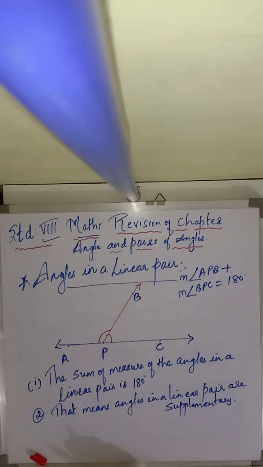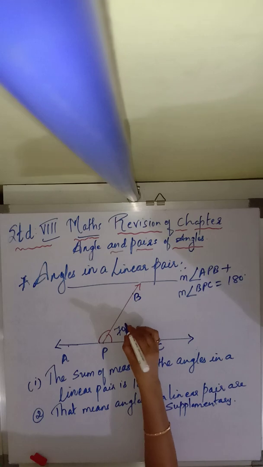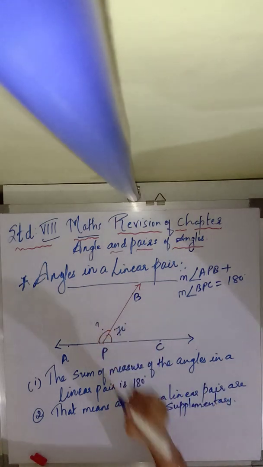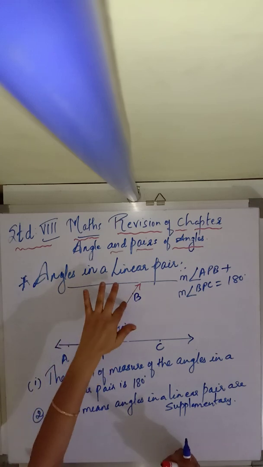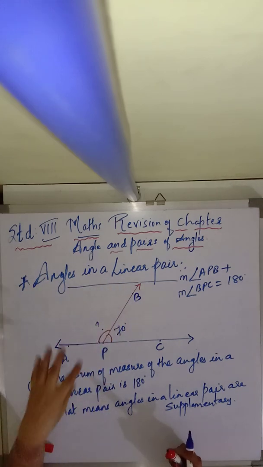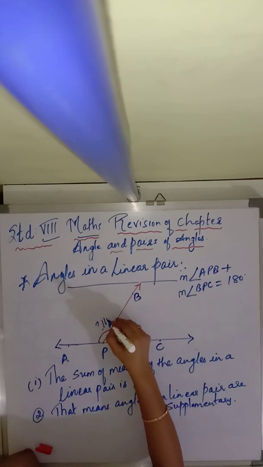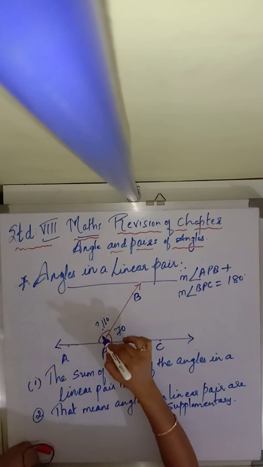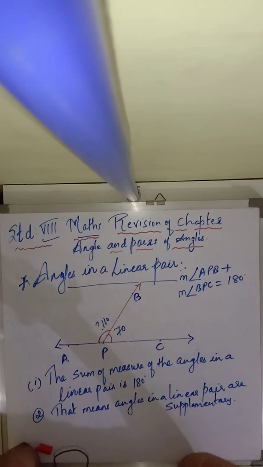Now suppose, for example, this angle is 70 degrees, children. So what about this angle? What will this angle APB be? 180 minus 70. Directly, orally also, you can say this will be 110 degrees. Yes or no? Why? Because the sum of measures of two angles in a linear pair is 180.